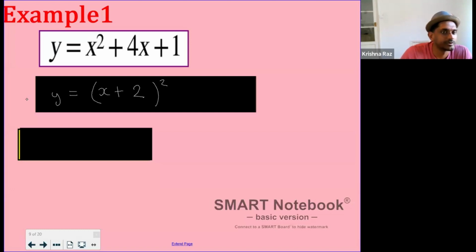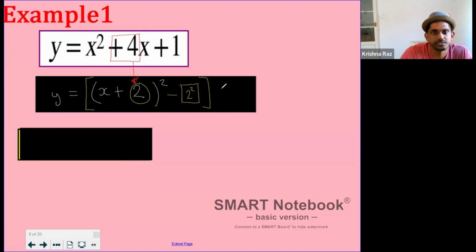Well, you're probably wondering where I got the 2 from. All I did was I halved that number. Now, we will always subtract whatever this number is squared. And then we plus 1.